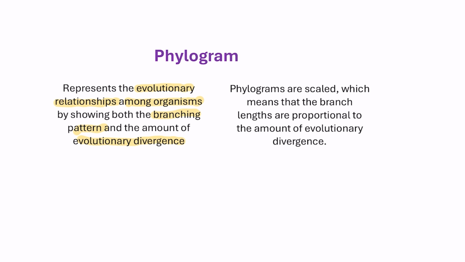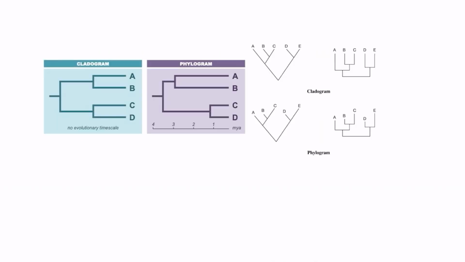Phylograms are scaled, which means that the branch lengths are proportional to the amount of evolutionary divergence. It means the branch length has meaning, and it shows the amount of evolutionary divergence. So here you can see in these trees, the first one is a cladogram. In this cladogram, we have four taxa A, B, C, and D, but we don't have any scale. It only shows a pattern of branching.